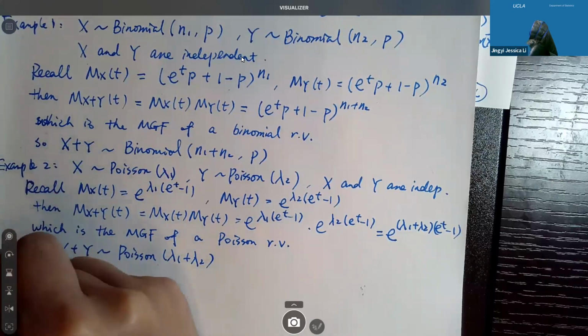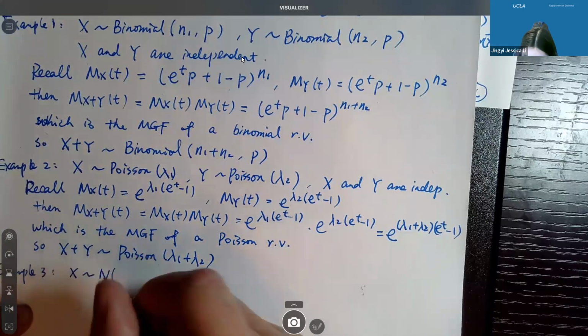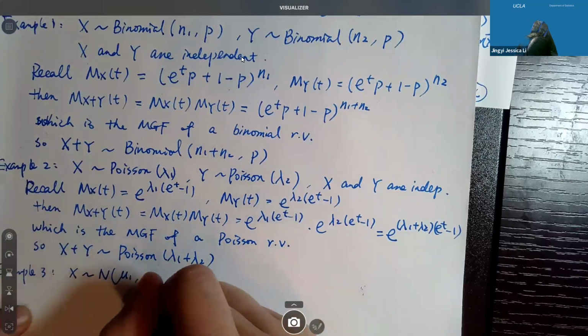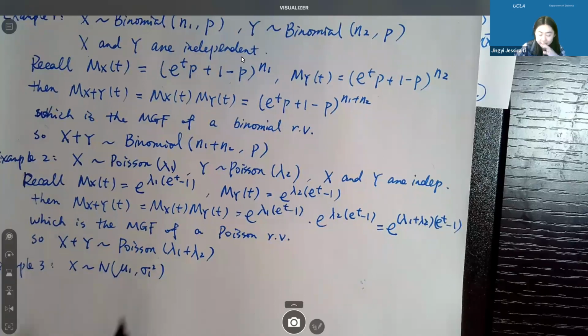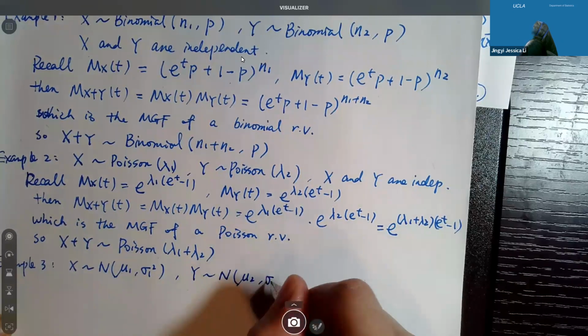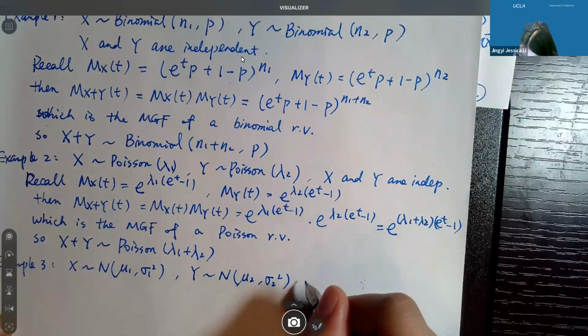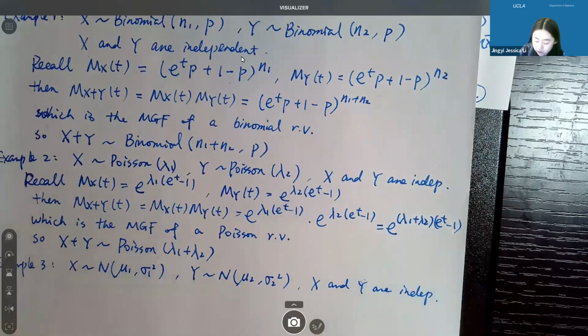So, example 3: let's say we have X following a normal distribution with mean mu1 and variance sigma 1 squared. I want to make a clarification: in this class, we put the second argument of the normal distribution as the variance, not the standard deviation. That's why we have the square here, sigma 1 squared. And Y is normal with mean mu2 and variance sigma 2 squared. Again, X and Y are independent. We'll do the sum. What's the distribution of the sum?